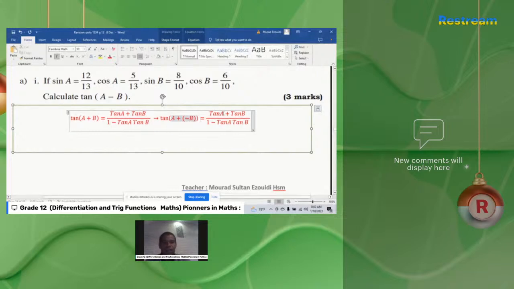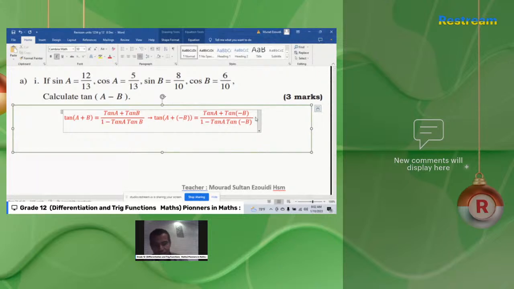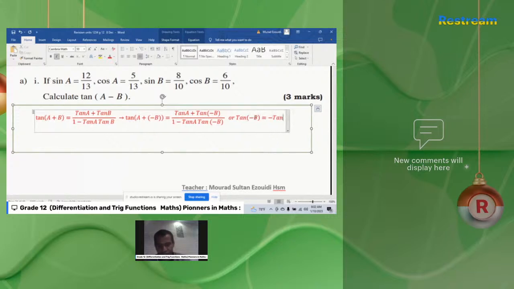Okay, then it will be tangent of a plus tangent of negative b. And there's this one also: tangent of negative b. But you already know that tangent of minus b is equal to minus tangent of b. So this formula should be noted: tangent of negative b is equal to negative tangent of b.